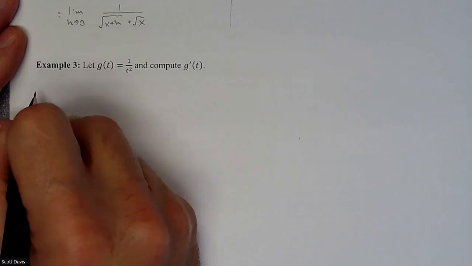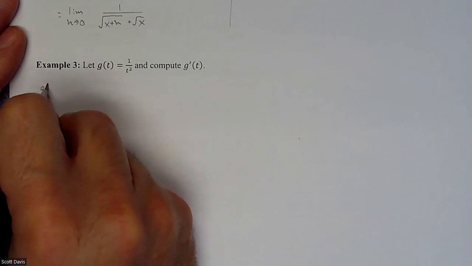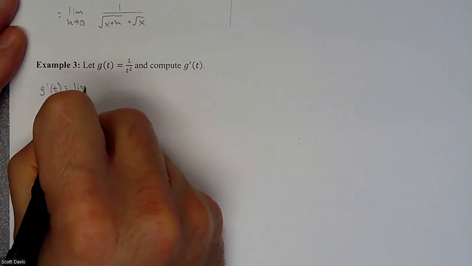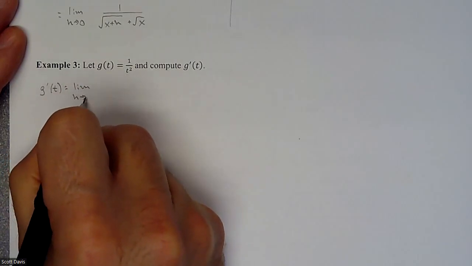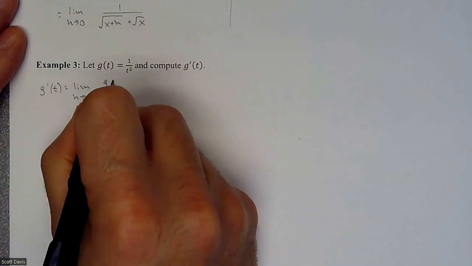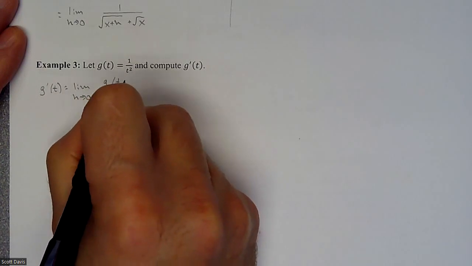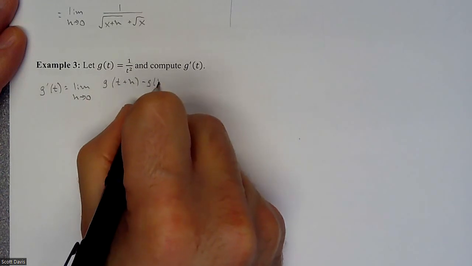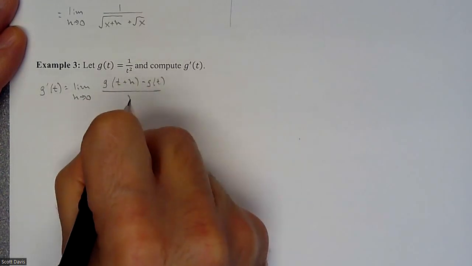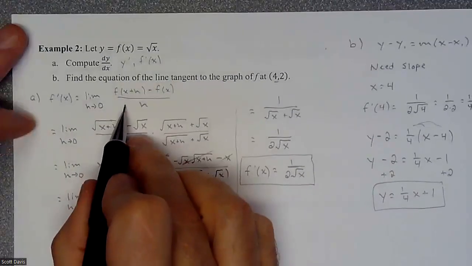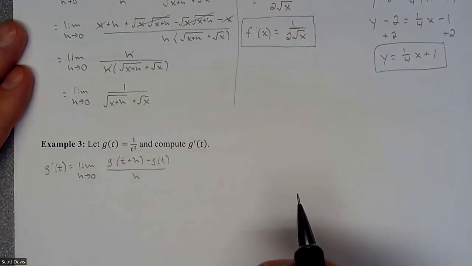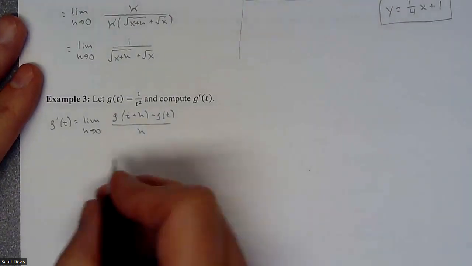So let's start it off. g prime of t is going to be the limit as h goes to 0 of g of t plus h minus g of t divided by h. Right, so that's kind of our generic one, and I'm just replacing the letters to make it appropriate to match this. All right, so here comes the math.